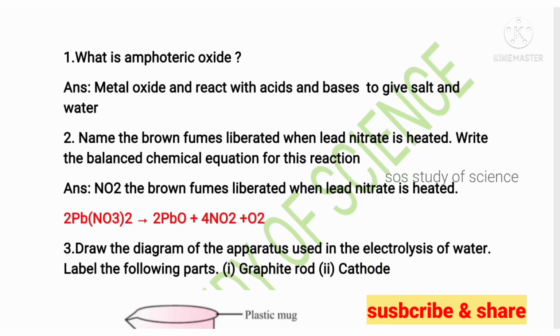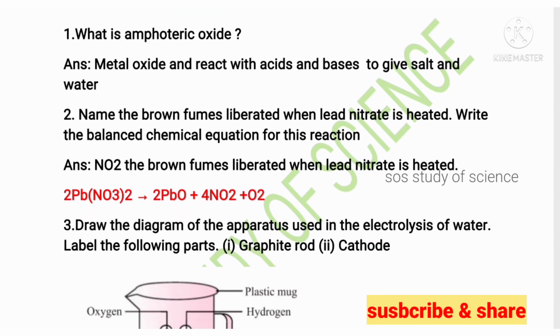Moving to the second question: name the brown fumes liberated when lead nitrate is heated and write the balanced chemical equation for this reaction. Very important, dear students. Already in video 1 I have explained how to balance the equation. So now you want to know the product released during the heating of lead nitrate.